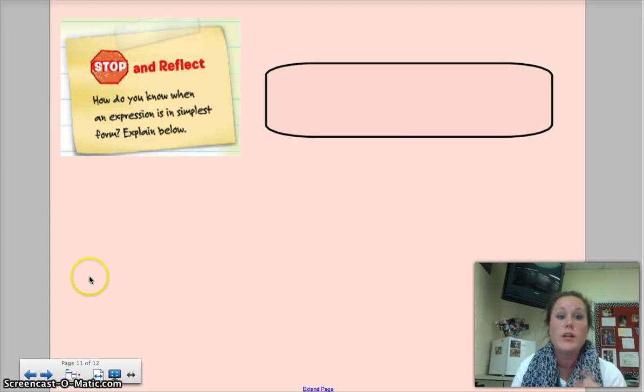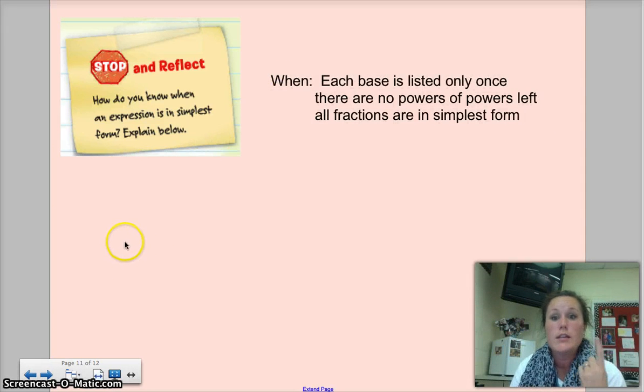How do you know when an expression is in simplest form? Okay, there's 3 things you need to look for. Is each base only listed one time? Are there any powers of powers left? And are all the fractions in simplest form? If these 3 are all true, then you've simplified all the way down.